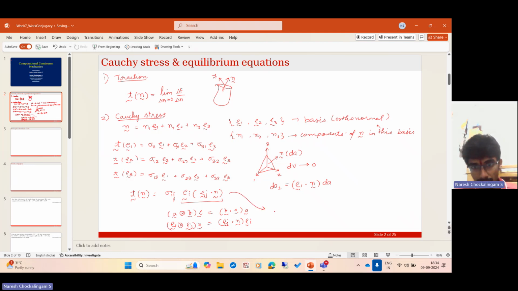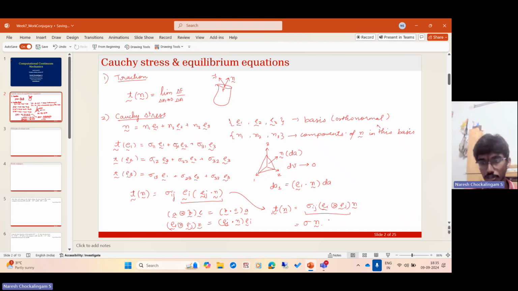Therefore, the traction at a point on a plane with a normal n is nothing but sigma ij ei tensor ej acting on n. But what is sigma? This quantity has 9 components, sigma ij, i going from 1 to 3, j going from 1 to 3, and these are 9 tensorial basis vectors. This is nothing but sigma n.